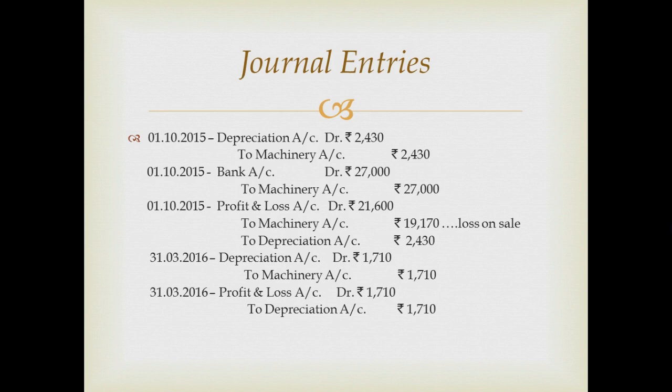On 1st October 2015, we have profit and loss account debit rupees 21,600 to machinery account rupees 19,170, which is the loss on sale part, to depreciation account rupees 2430. And finally, on the 31st March 2016, depreciation for the remaining machine, which shall be depreciation account debit to machinery account rupees 1710, and this depreciation will be transferred to profit and loss account on the same date, profit and loss account debit to depreciation account rupees 1710.